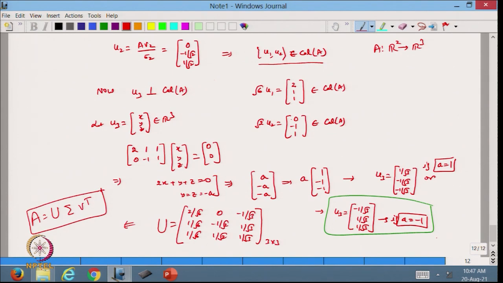So I will stop here. In today's lecture we have discussed a very important theorem, called the singular value decomposition of a given matrix, and we have seen how we can generate the matrices u and v involved in the singular value decomposition corresponding to the given matrix A. In the next lecture we will show how we can compute this singular value decomposition with the help of MATLAB or Octave. I hope you have enjoyed this lecture. Thanks for watching.